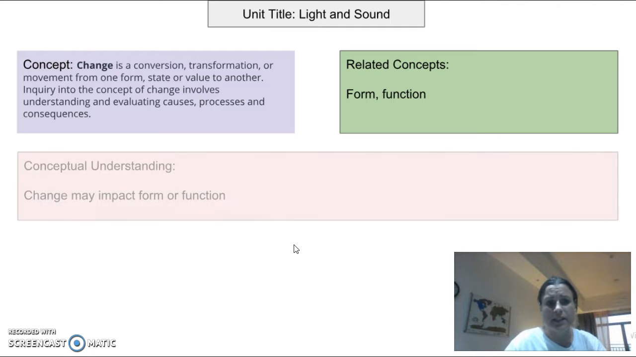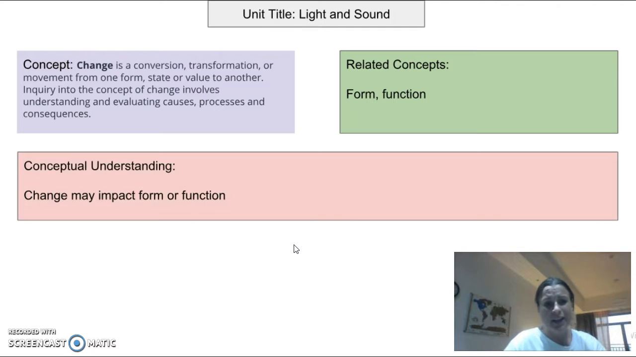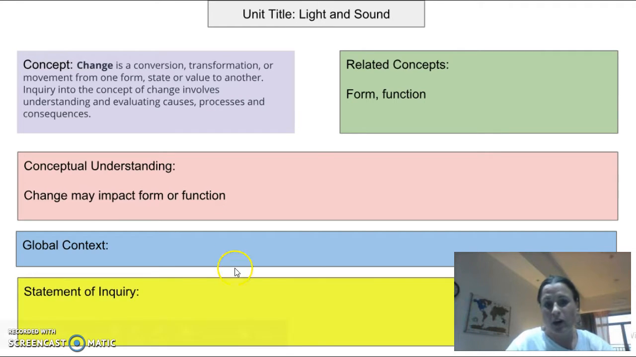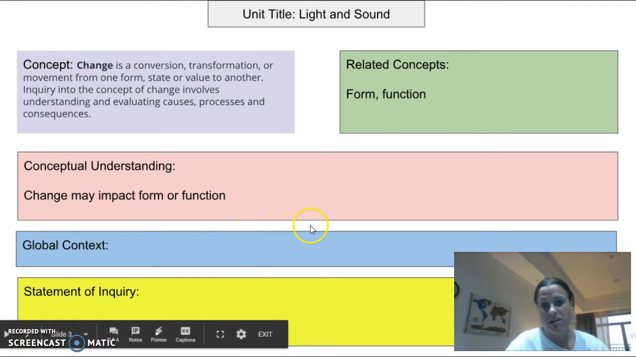Then we were asked to put these into a conceptual understanding, which is basically just putting them into a sentence. So change may impact form or function is a pretty simple sentence, but once you put the global context with that, that's when you start to get a statement of inquiry that makes a bit more sense and is a bit more usable. At this point, the global context is really broad. We didn't really know how to decide on a global context. And the statement of inquiry is really broad.